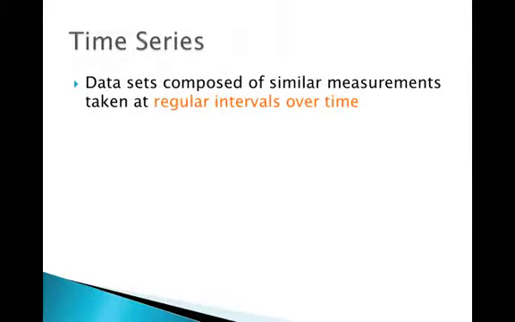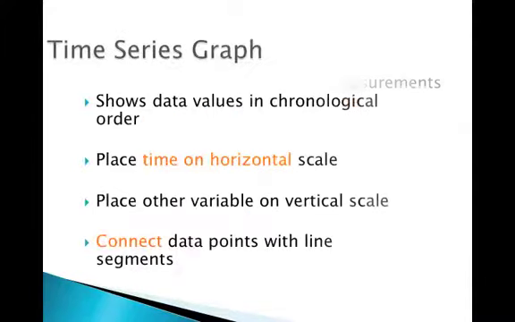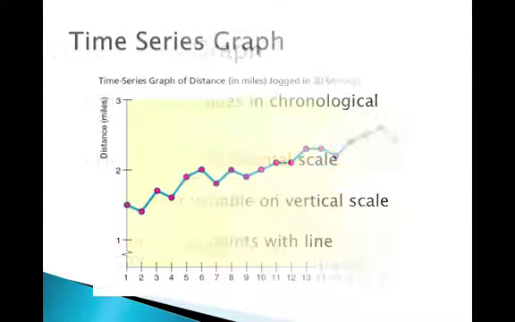Okay, for a time series, you're going to use that if data sets are composed of similar measurements taken at regular intervals over time. The good thing about time series graphs is that they show the data values in chronological order, and you're going to place the time on the horizontal scale and place the other variable on a vertical scale, and then you're going to connect the data points with line segments, and that's a distinguishing characteristic of time series graphs.